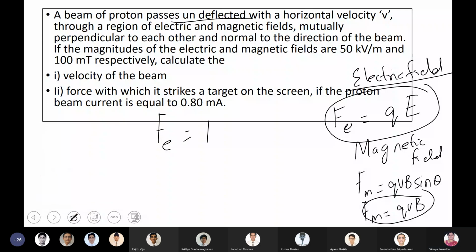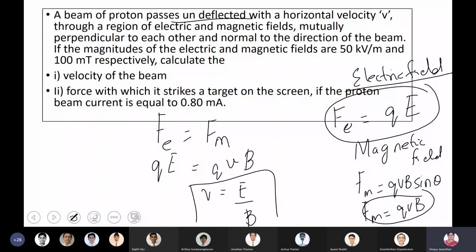The question is, find the velocity of the beam. The charge of the proton q cancels on both sides. qE is equal to qvB. So v is equal to E by B. This is an expression for v. Sometimes they'll ask you to derive an expression for v. So v is equal to E upon B.